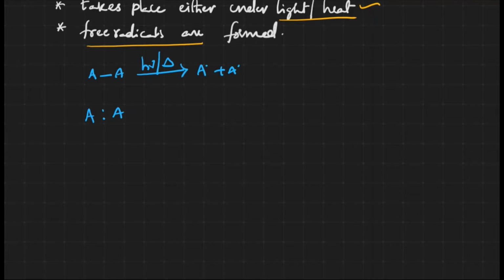What is happening during the cleavage? Symmetrical sharing is taking place, right? Symmetrical breakage is taking place. That is, equal sharing of electrons takes place during the cleavage. What happens? This A gets 1 electron and this A also gets 1 electron, forming free radicals, 2 A dot. Under what condition? We know that it is heat and light.